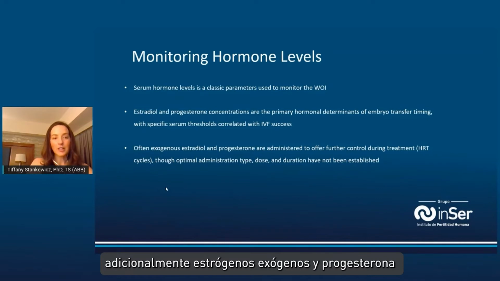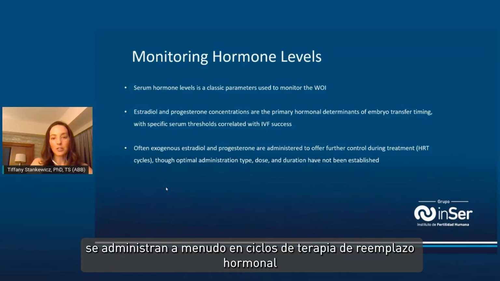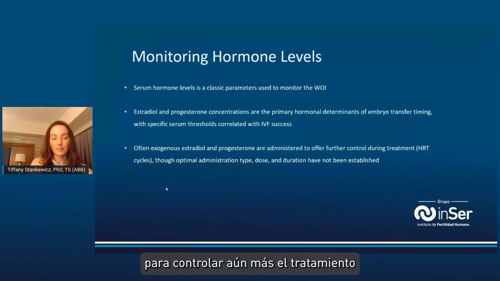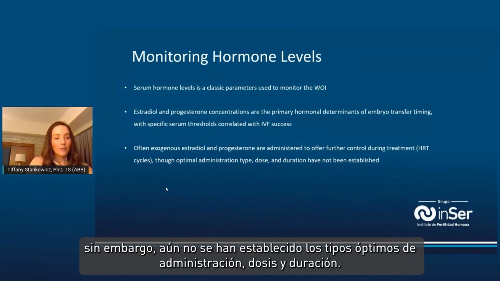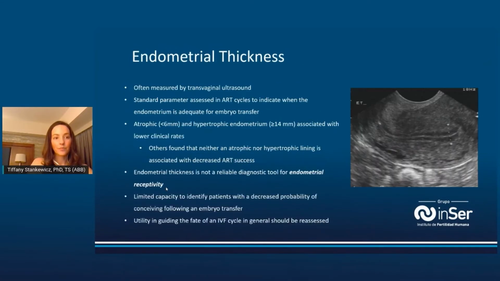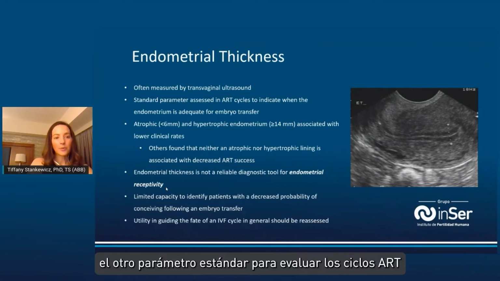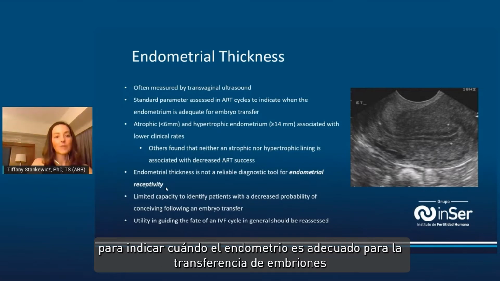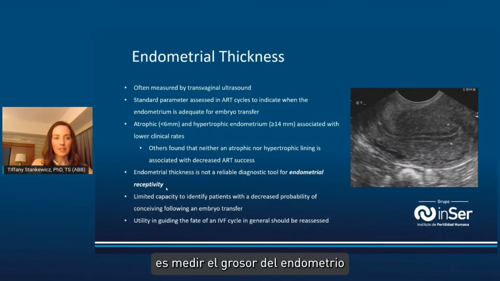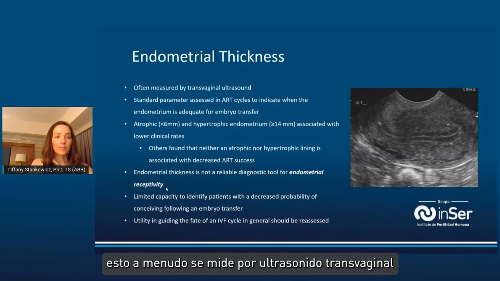Additionally, exogenous estrogen and progesterone are often administered in hormone replacement therapy cycles to further control the treatment. However, optimal administration types, dosage, and durations have not yet been established. The other standard parameter for assessing ART cycles to indicate when the endometrium is adequate for embryo transfer is the measurement of endometrial thickness. This is often measured by transvaginal ultrasound.